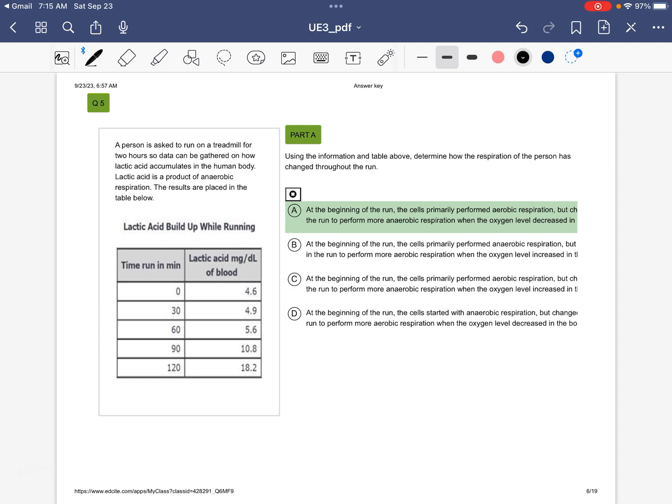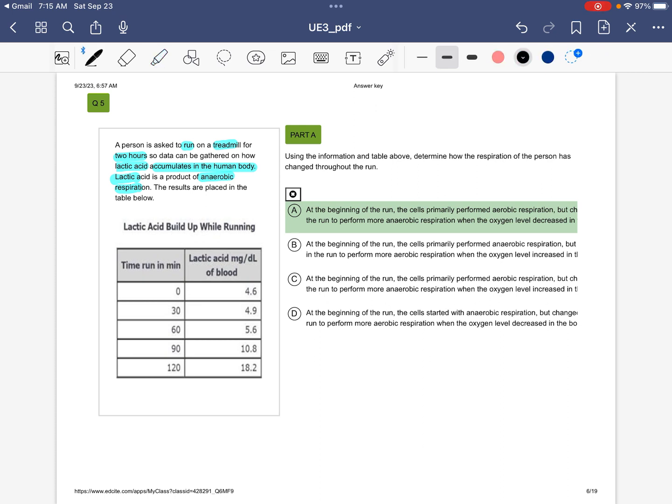So for this one, a person is asked to run on a treadmill for 2 hours so data can be gathered on how lactic acid accumulates in the human body. So accumulate just means builds up. So how does lactic acid build up in the human body? Lactic acid is a product of anaerobic respiration. The results are there below.